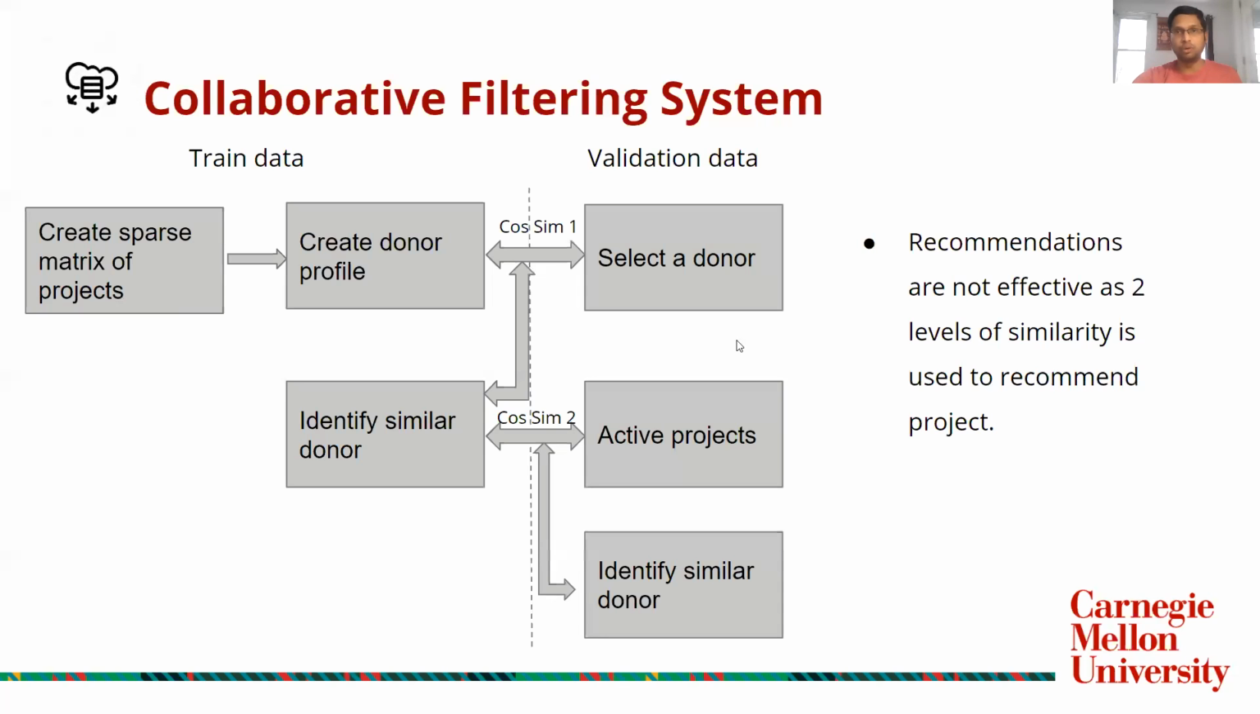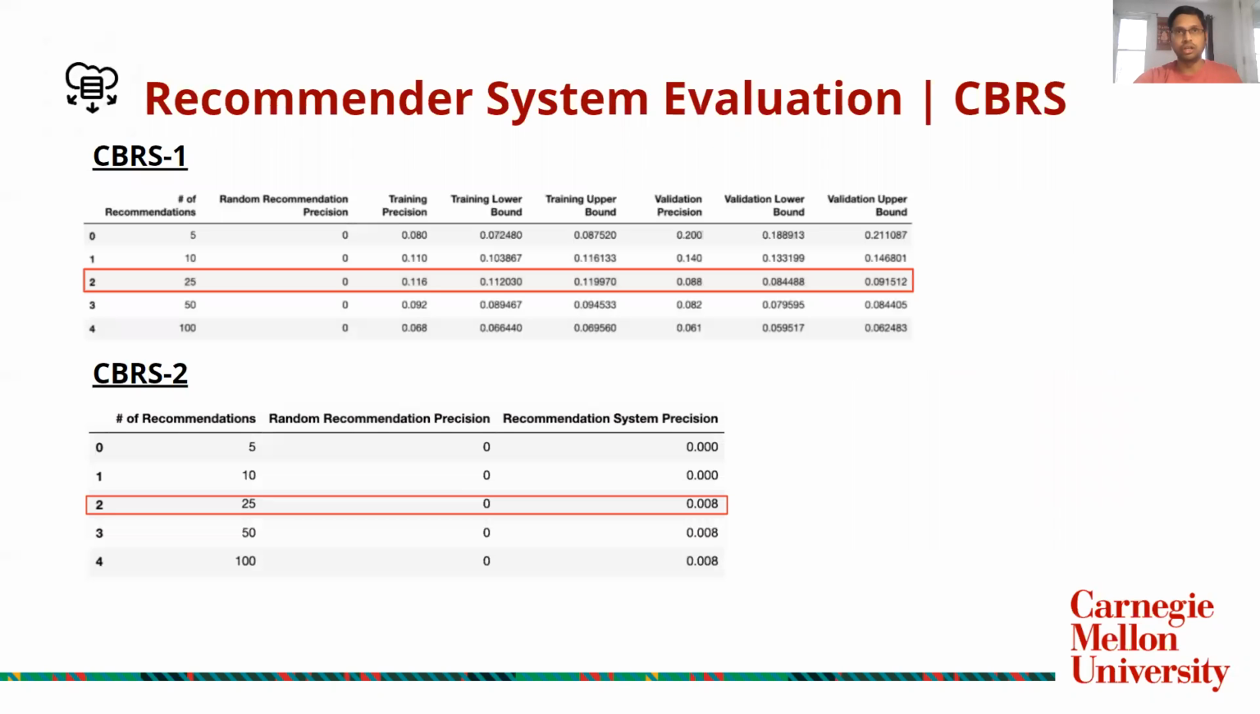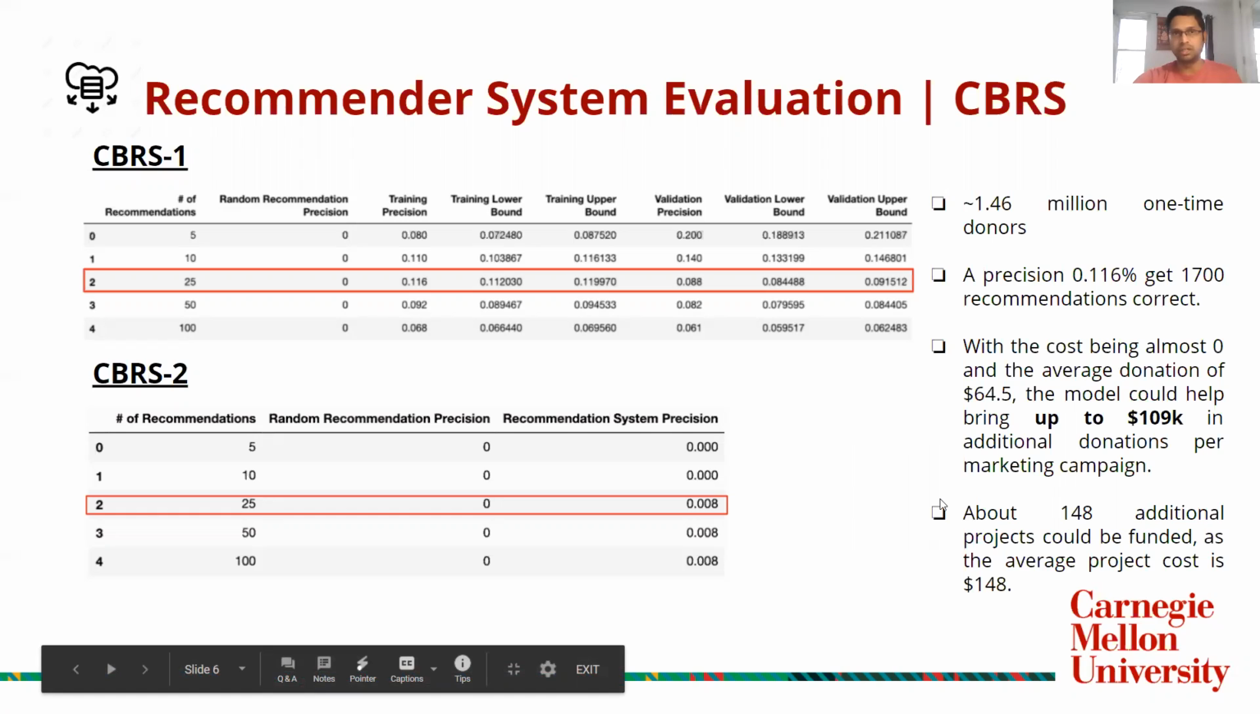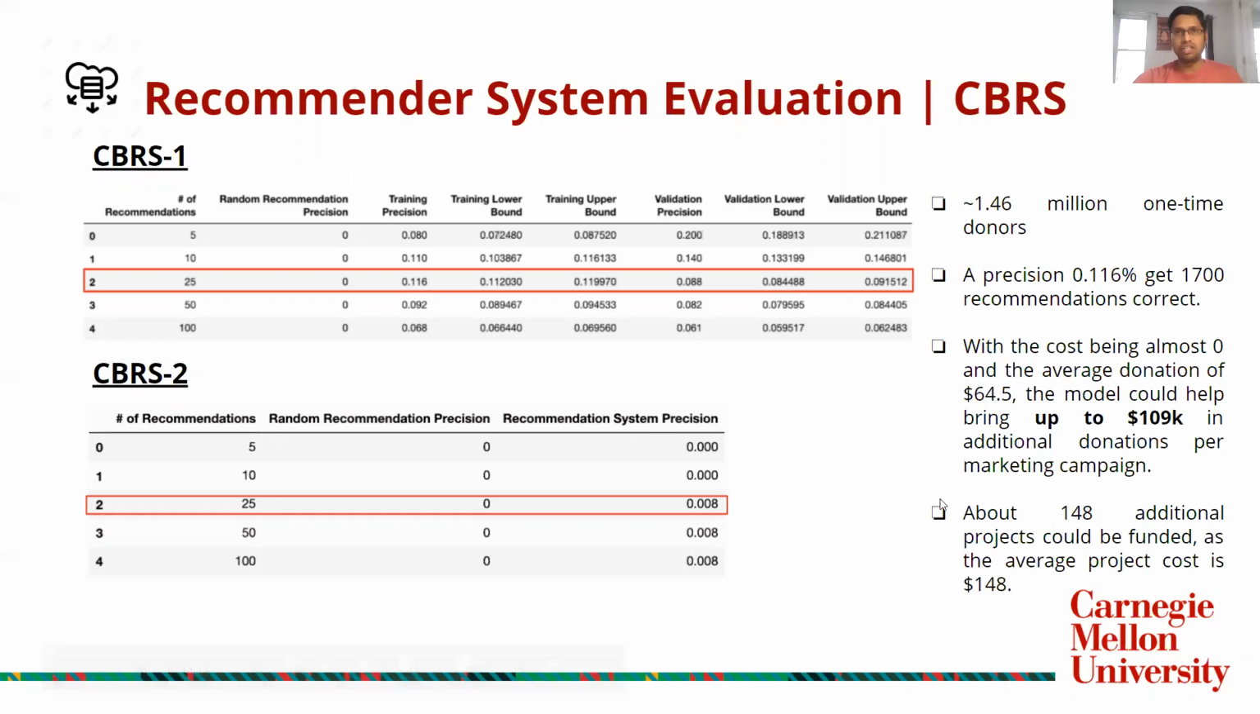This was reflected in the poor performance of our recommender system when we evaluated it based on top K precision. When we look at the performance of the content-based recommender system, we observed system 1 to perform better than the random recommender system. The ideal number of recommendations was 25, which gave us a precision of 0.116%. In a business context, with an average donation size of around $65, our model could bring $109,000 of additional donations, which was capable of funding 148 additional projects.